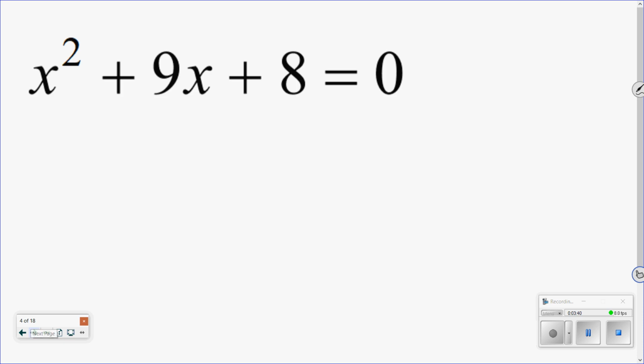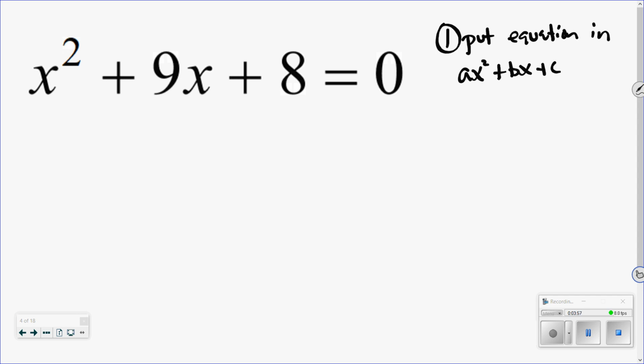So if I look at this equation, here are our steps. The first step is to make sure that it's in standard form, which is ax squared plus bx plus c equals 0. It's really important. It has to equal 0 for this method to work. The second step is to write it in its factored form.